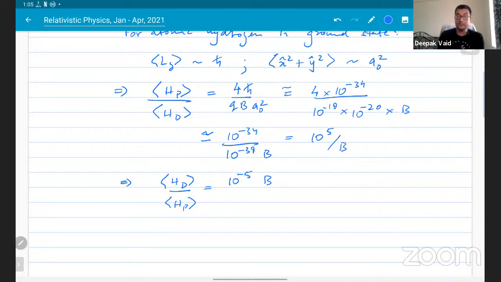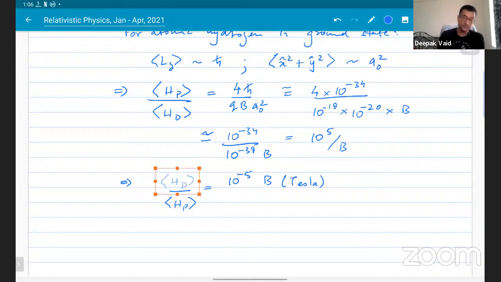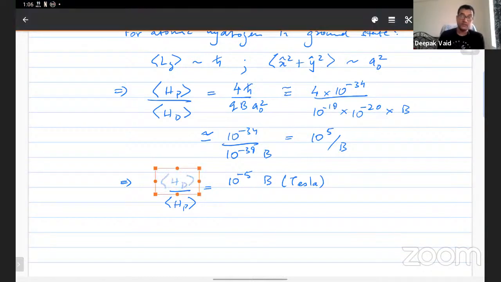Right, so this is 10 to the minus 5. B is in units of Tesla, or whatever units you want B to be. So essentially, unless your magnetic field is humongous, the diamagnetic term will be negligible compared to the effect of the paramagnetic term.